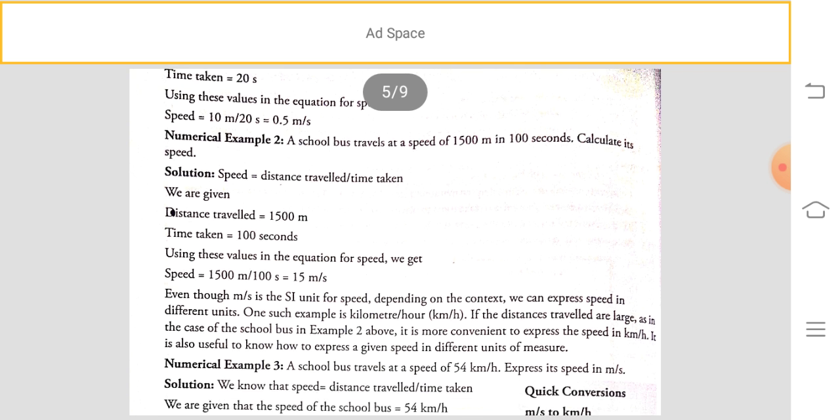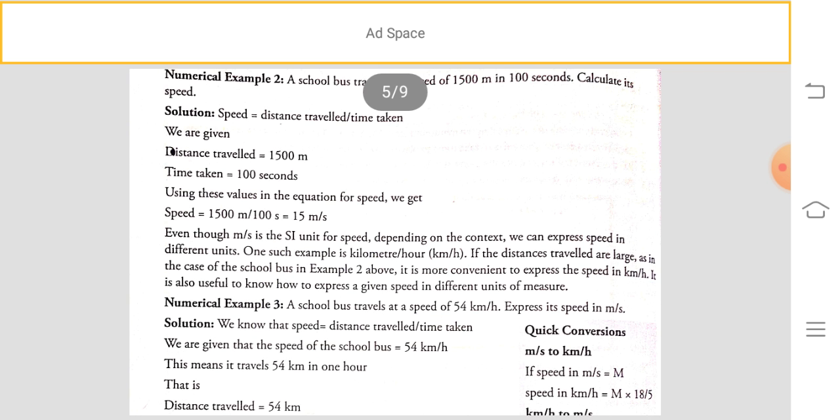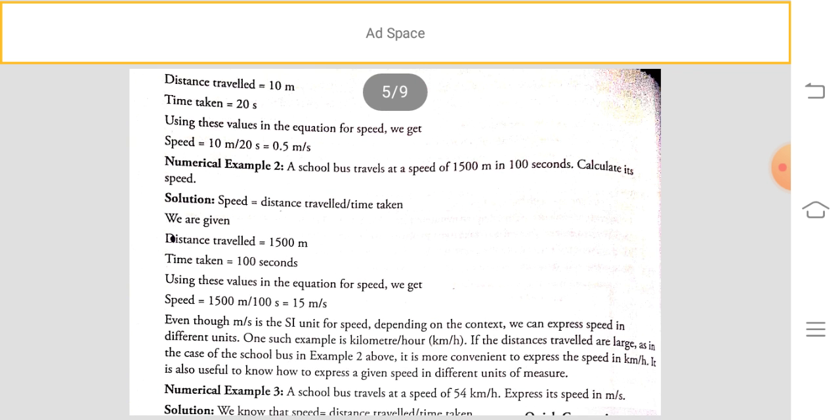Here one of the numericals is given: a school bus traveled a distance of 1500 meters in 100 seconds. Calculate its speed. You can calculate the speed by speed equals distance traveled upon time taken. Distance traveled was 1500 meters and time taken is 100 seconds, so 1500 upon 100 will come 15 meters per second. The speed will come in meter per second. There are two units of speed, meter per second and kilometer per hour, so if you want, you can convert it into kilometer per hour also.